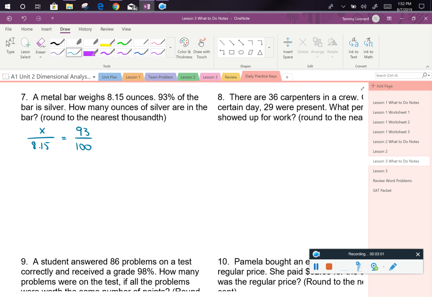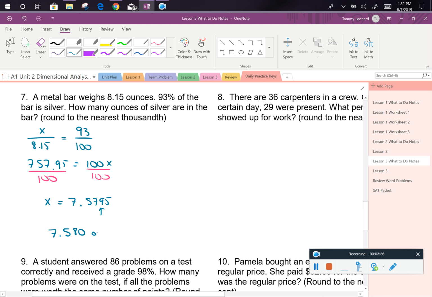93 and 100 don't have any common factors, so all we can do is cross multiply. Multiplying 93 by 8.15, we have 757.95 equals 100x. Dividing each side by 100 just means moving the decimal point 2 places to make it smaller. So x is equal to 7.5795. But notice the instructions say round to the nearest thousandth. So we're going to say 7.580 ounces.